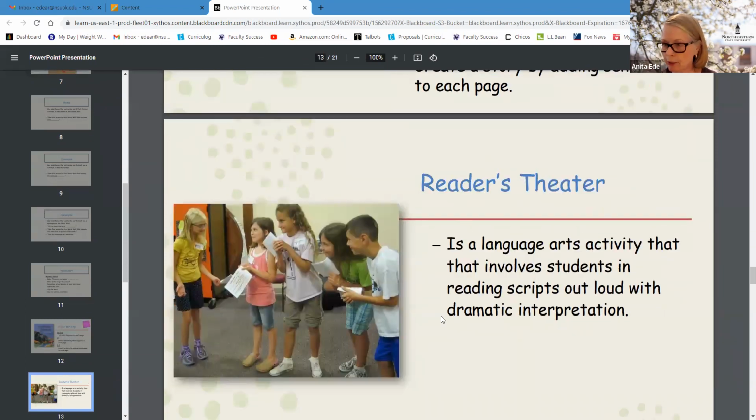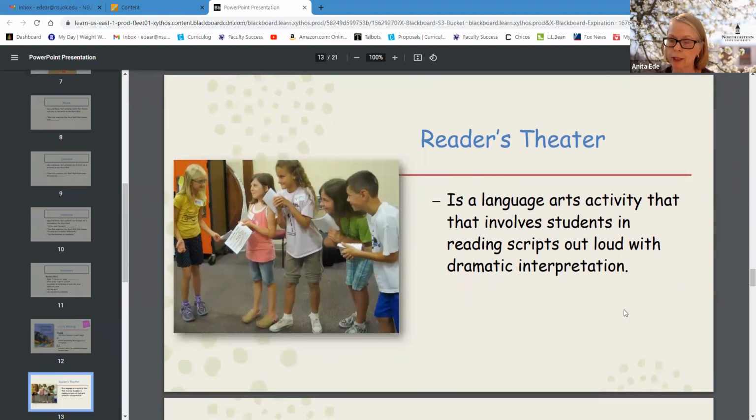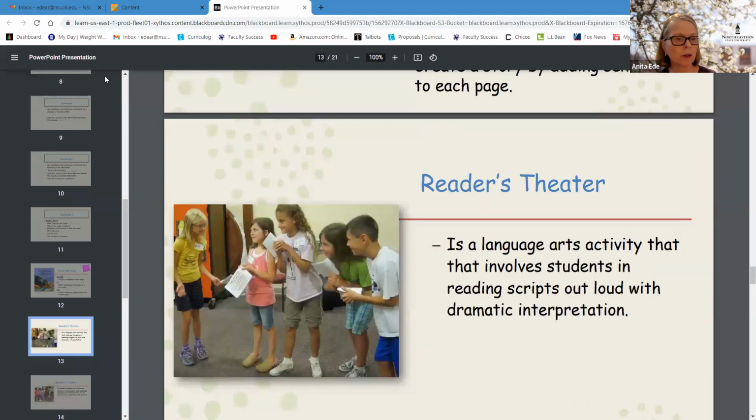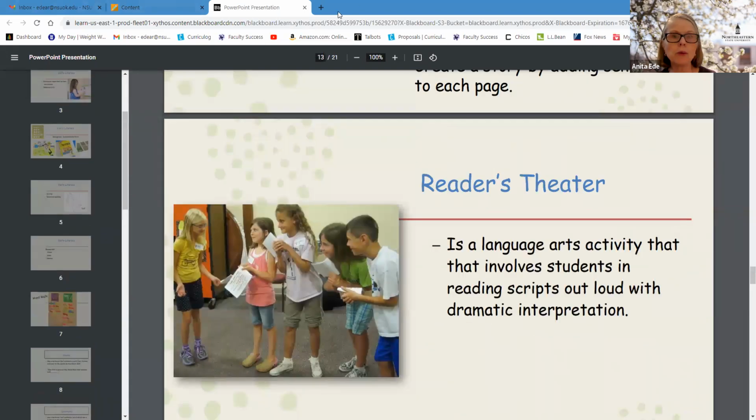Another great activity for literacy would be Reader's Theater, where you give children a script and they actually act out and also read the script as part of a presentation of a book. And I'll let you read this on your own. You don't need me to read that to you.